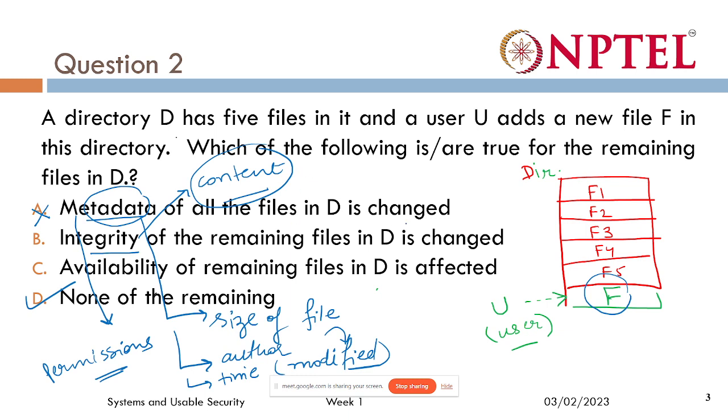Okay, because this addition of the new file is in no way having the permission to read or access or delete their content. So the integrity of the remaining files is also not getting changed. So this is also ruled out. What about the availability?